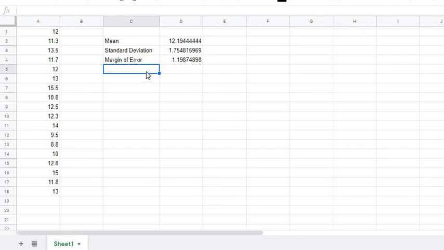Now for the confidence interval, I'm going to have a lower limit and an upper limit. These are the two endpoints, the one on the lower side and the one on the upper side. The one on the lower side is going to be equal to the mean minus the margin of error. The one on the upper is going to be equal to the mean plus the margin of error. So here you can see I have my confidence interval of 10.996, 13.393.